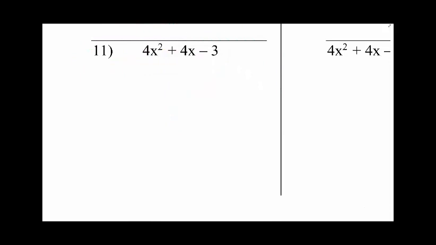So last example here, using the trial and error method. Again, GCF, there isn't one. Scan it. My signs will be opposite signs. Look at my 2 numbers.